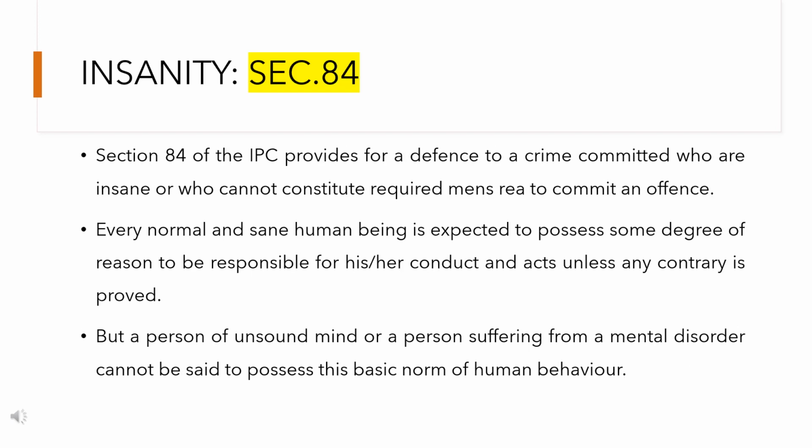Now let's see the sixth exception, insanity. Section 84 of the IPC provides for a defence to a crime committed by those who are insane or who cannot constitute the required mens rea to commit an offence. Every normal and sane human being is expected to possess some degree of reason to be responsible for his or her conduct and acts unless the contrary is proved. But a person of unsound mind or a person suffering from a mental disorder cannot be said to possess this basic norm of human behaviour.